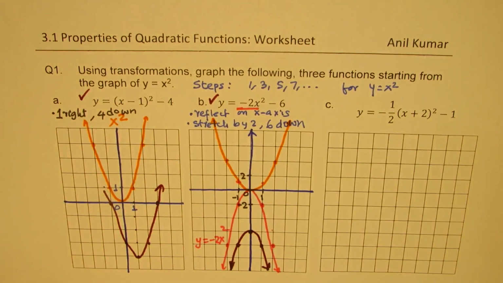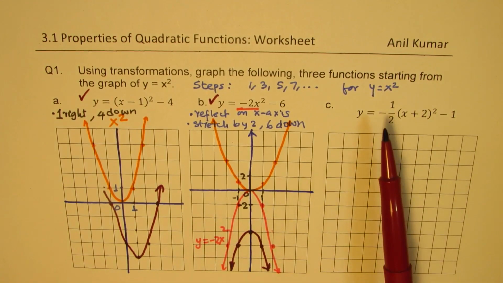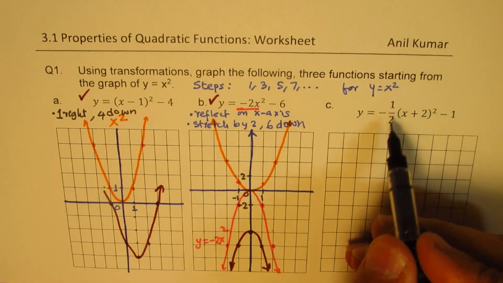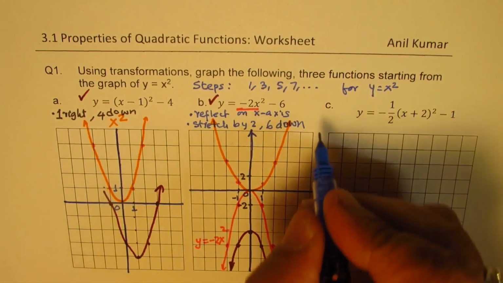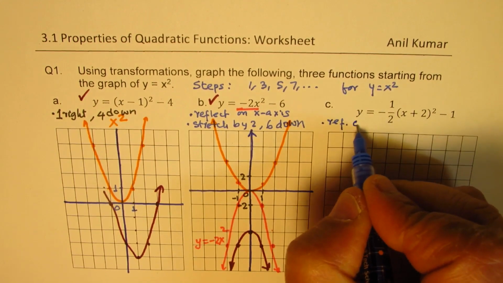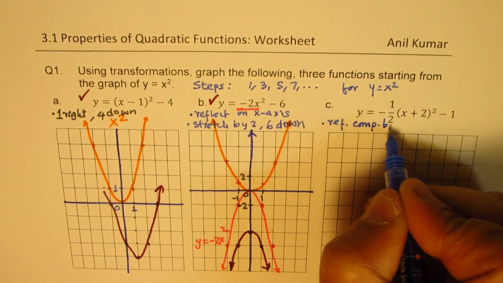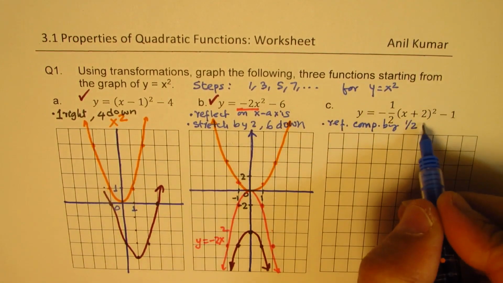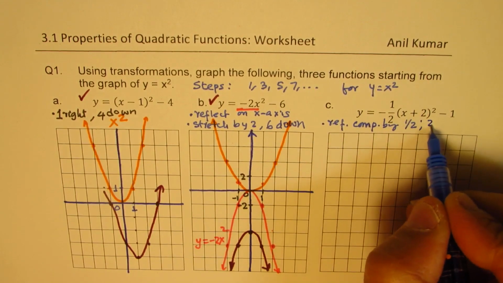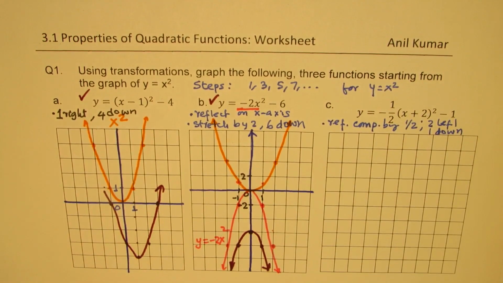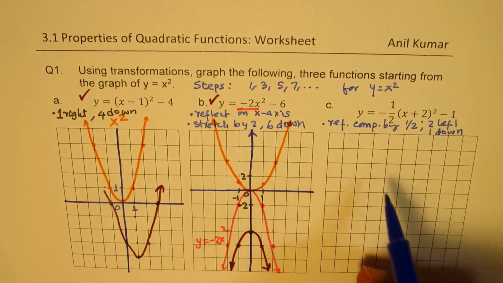So that becomes the graph for the given function using transformations. Is that clear to you? Now the next one here, we have a vertical compression by a factor of half and also a reflection. So we have a reflection plus a compression by half, right? So that is this part. And then as far as translations are concerned, we have 2 units to left, 2 left and 1 down. Is that clear to you? So that is the transformation which we are going to do on our graph.